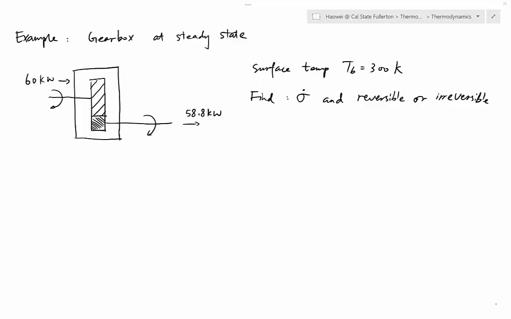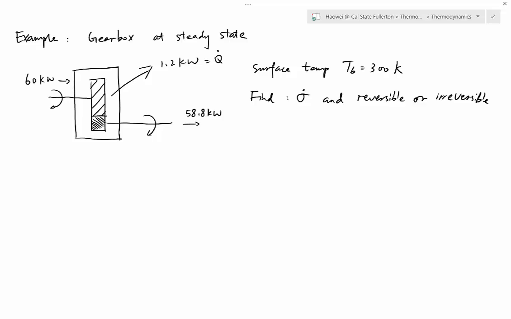Yes, the gearbox is very hot, so inevitably you're going to lose energy to the environment by heat transfer. And how much do you have to lose? According to conservation of energy, you are going to lose 1.2 kilowatts, and that is your heat transfer rate, right? Because the unit is watts, so that's rate. If it is kilojoule, that will be heat transfer Q without dot. Okay, so this is how much heat you have to lose to the environment, 1.2 kilowatts.